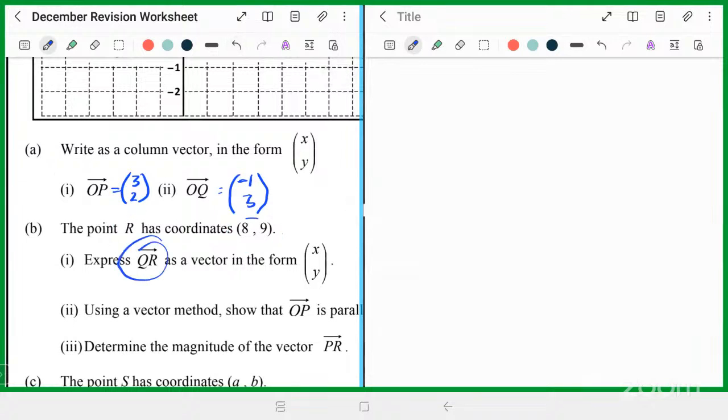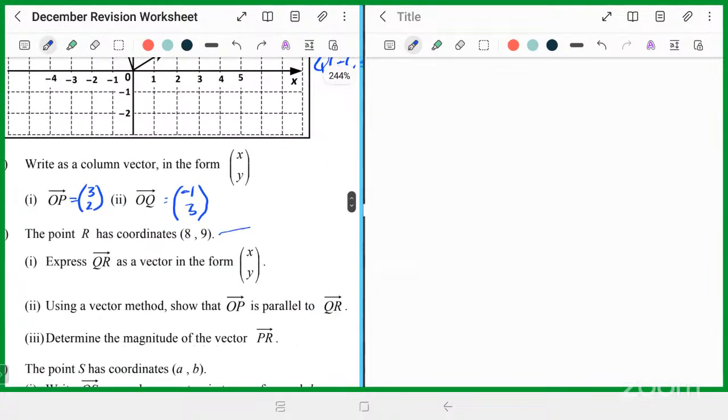Next part now says a point R is (8, 9). Express QR in this form as a column vector. I want the vector QR. So they're introducing a point R to us now. So the point R is this. It means then, can I write it here, that OR is going to have the same values, 8, 9.